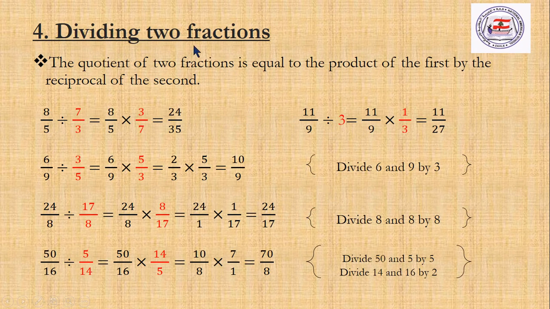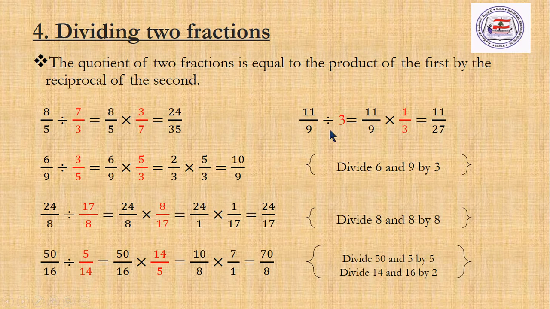Dividing two fractions. When we divide, we want to use the reciprocal. How? The quotient, that is the answer of division, of two fractions is equal to the product of the first by the reciprocal of the second fraction. 8 over 5 divided by 7 over 3. Look here, 8 over 5 remains 8 over 5. Division changes to multiplication. 7 over 3, we write its reciprocal, 3 over 7. And then we multiply. 8 times 3, 24, and 5 times 7, 35.